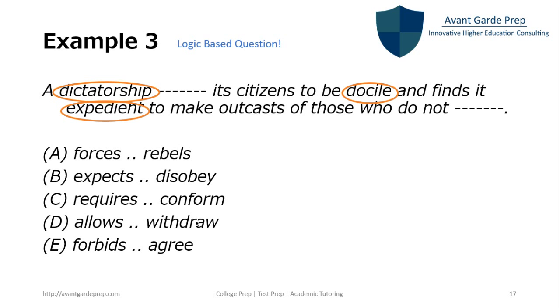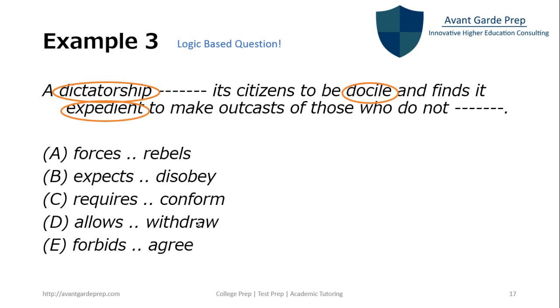So a dictatorship we know is a controlling government run by one person, and docile means to be submissive, and expedient means to have a suitable way for achieving an end, or a quick way to solve a problem. So, like I said, sometimes even if it's logic-based, we're still going to have to know our vocabulary, and this would be one of those that would come at the end of a section. It's a little bit of a harder sentence completion question for that reason.